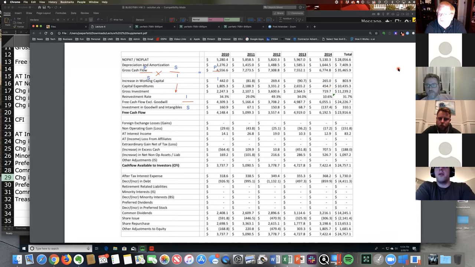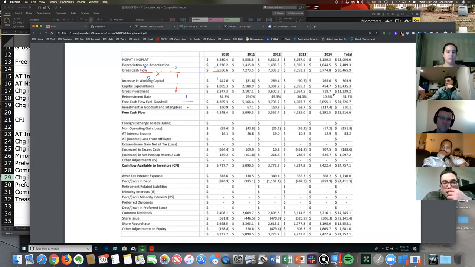The rate at which they reinvest is going down? One, it's going down. Compared to depreciation, tell me what that means. Look at 2014. Look at their depreciation, and then look at their capital expenditures. What do these two numbers tell you?